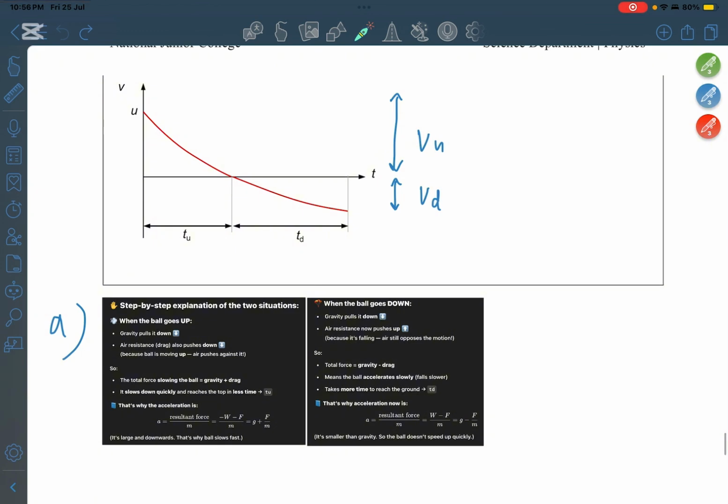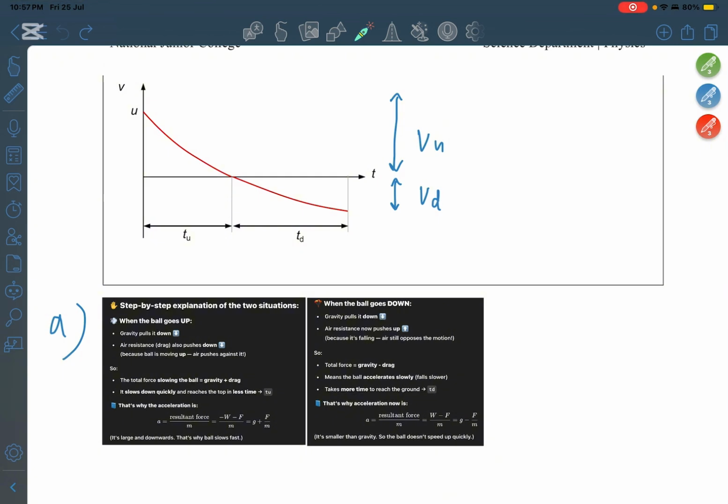Okay, so basically, A is going to be really confusing, but this is what I found from ChatGPT. So imagine the ball goes up. Gravity is going to pull it down, right? So that means air resistance or drag is going to push it down, because as it's moving up, air is going to push it down. So that's the nature of air resistance. And so the total force is slowing the ball.